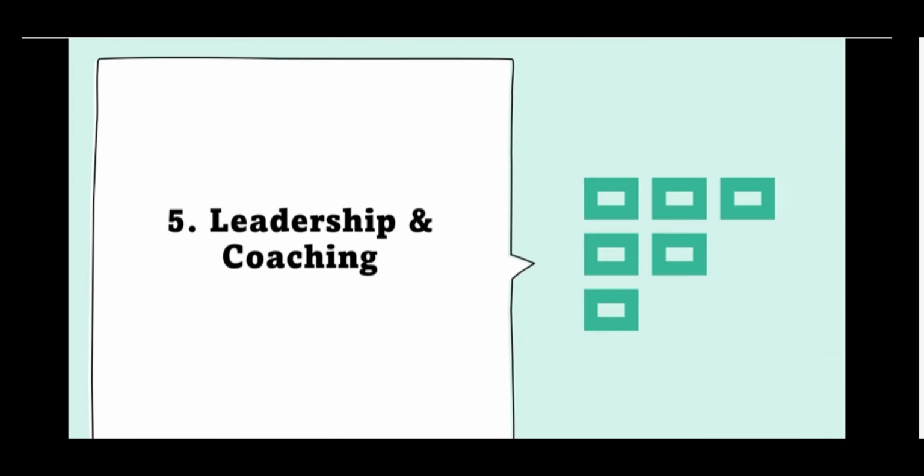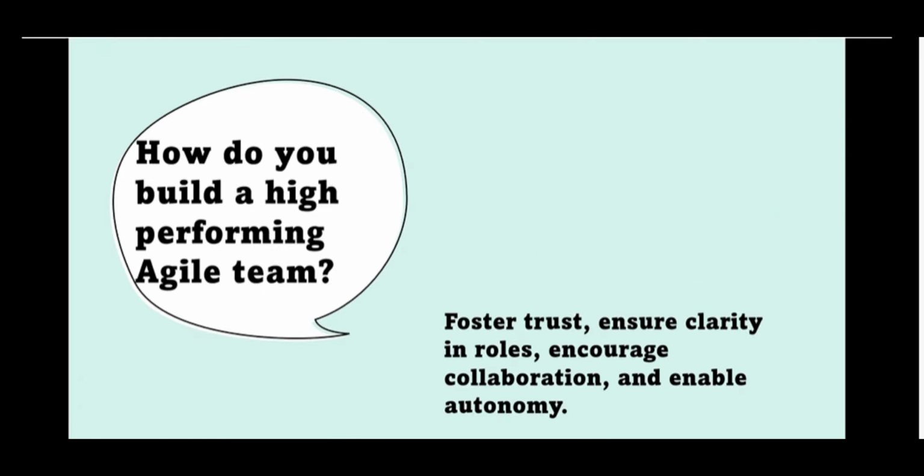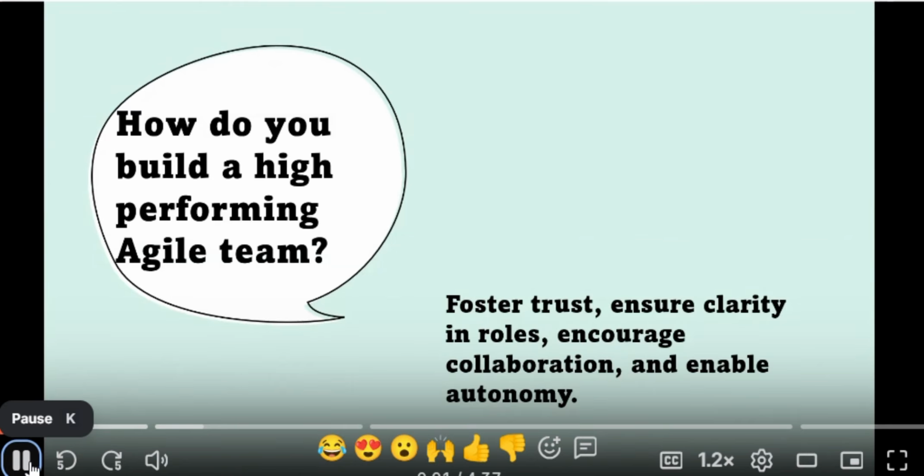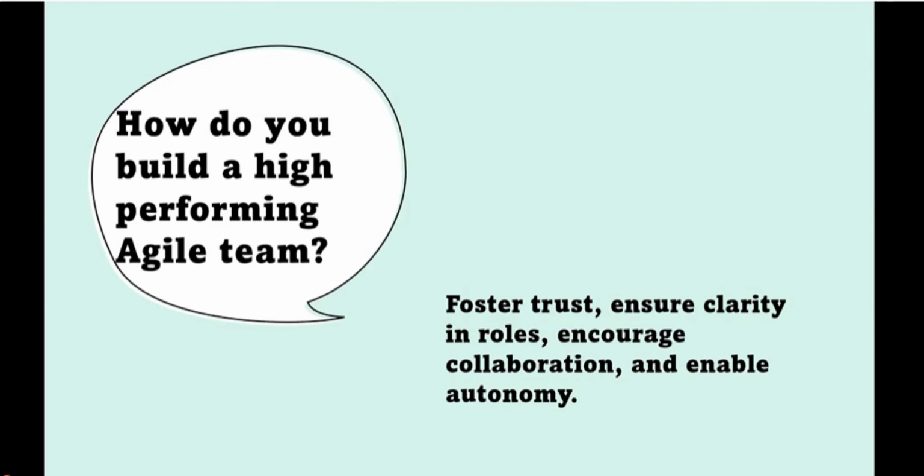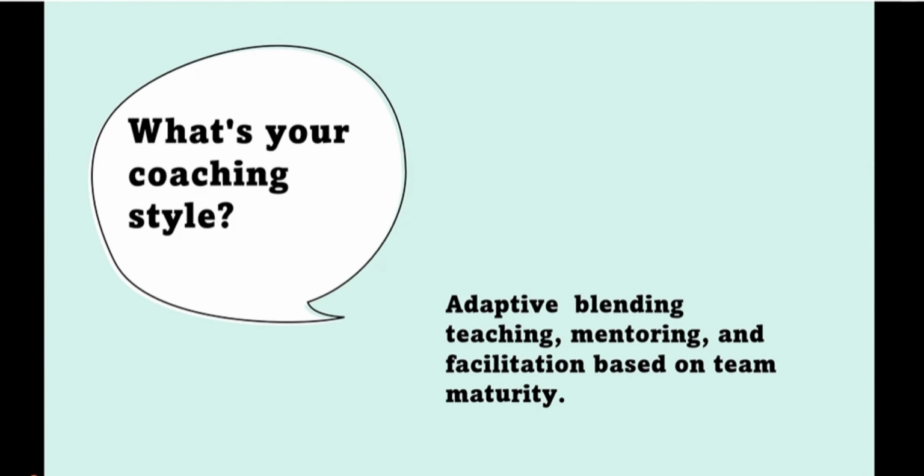Let's start with leadership and coaching. How do you build a high-performing agile team? Foster trust, ensure clarity in roles, encourage collaboration, and enable autonomy. What's your coaching style? Adaptive, blending teaching, mentoring, and facilitation based on team maturity.